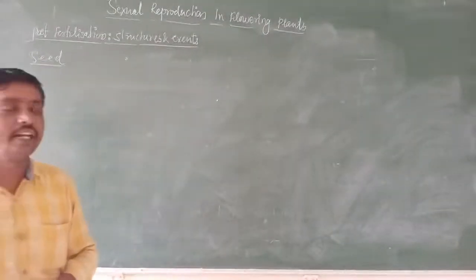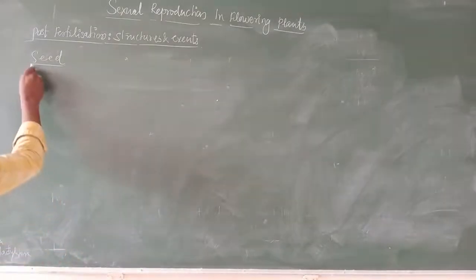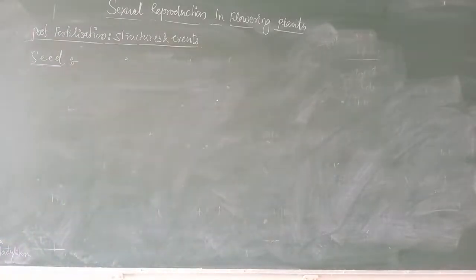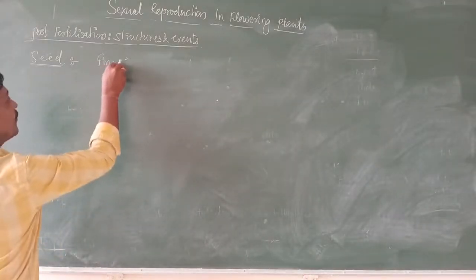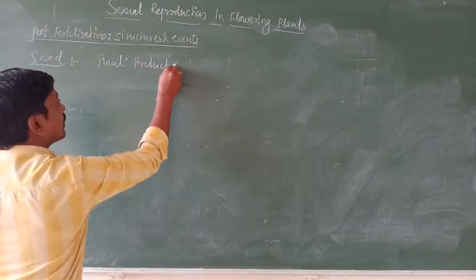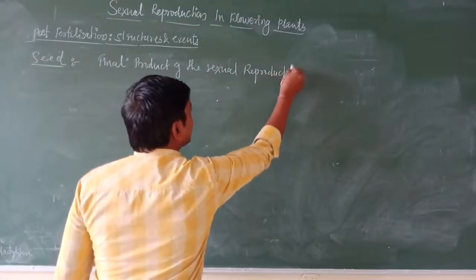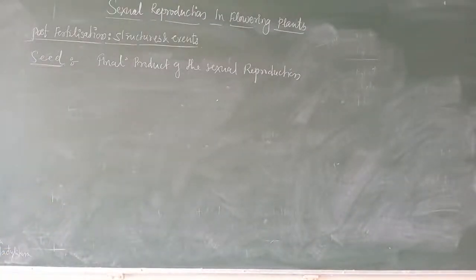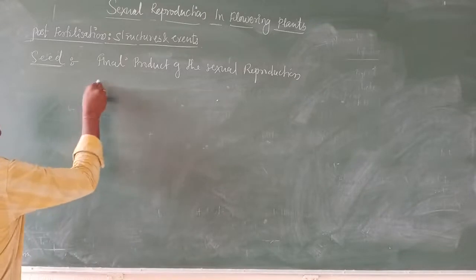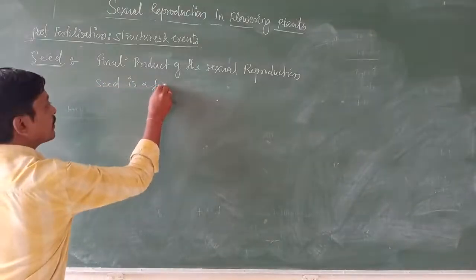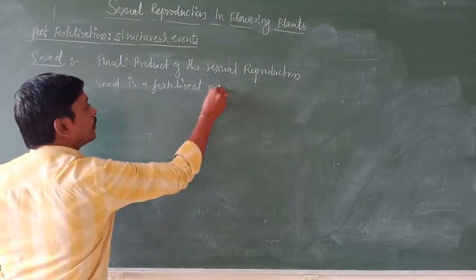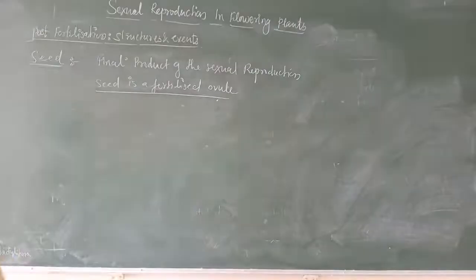So now we will start discussing the post-fertilization events in the seed. Seed, what is the seed? Seed is the final product of the sexual reproduction. It is often described as a fertilized ovule. Seed is a fertilized ovule.